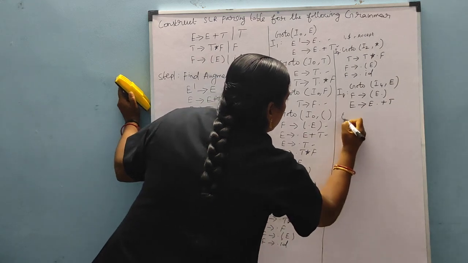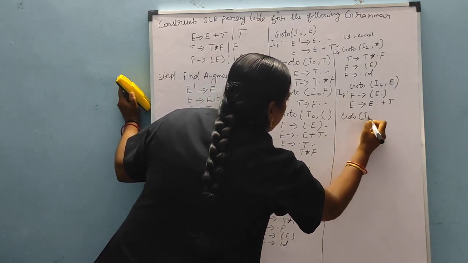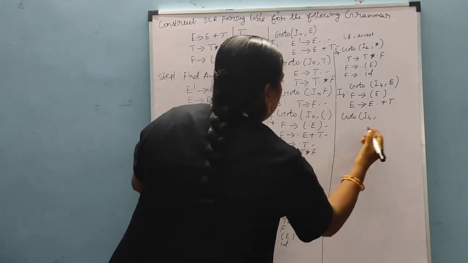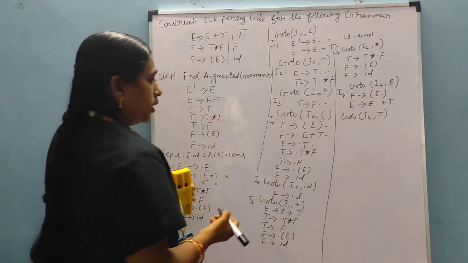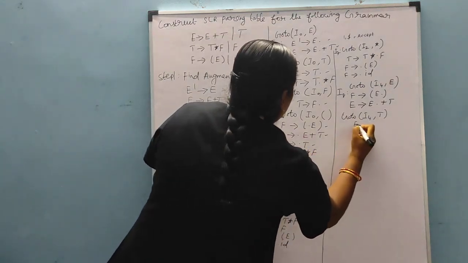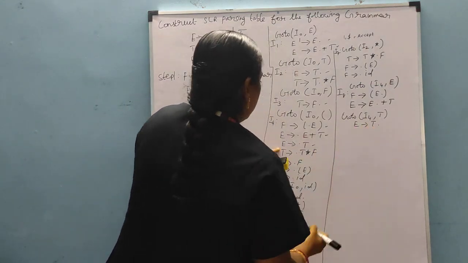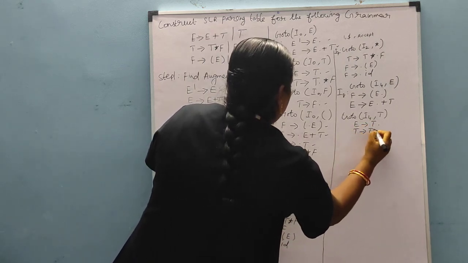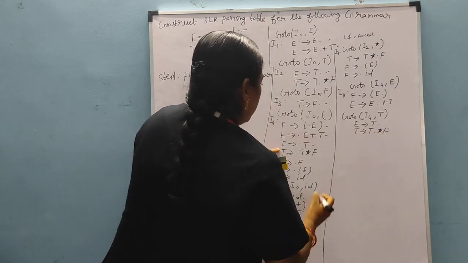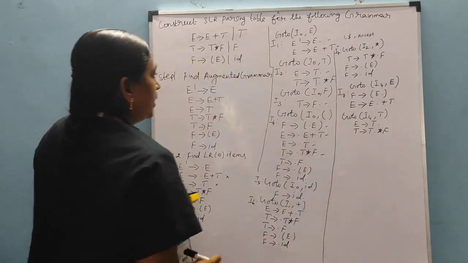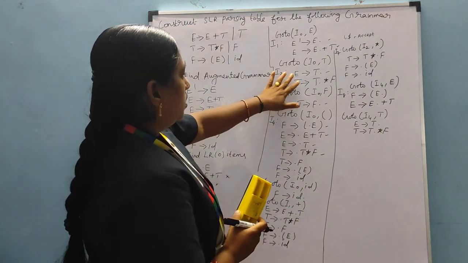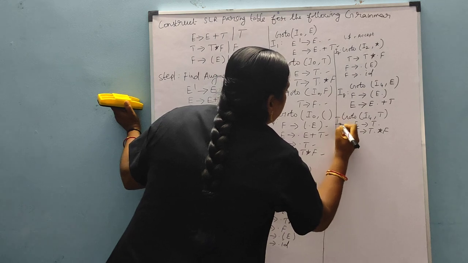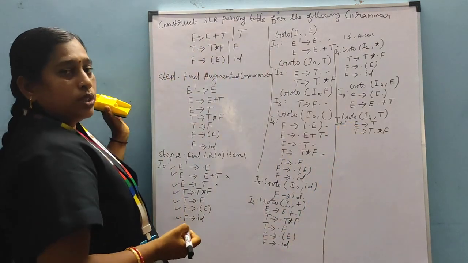So go to I4 comma T. I4 comma T. After movement, E tends to T dot, and then T tends to T dot star F. Two productions, these two. Is this new or existing? Check it. Yes, this is an existing state. So I am writing here the existing state number as 2. Okay.